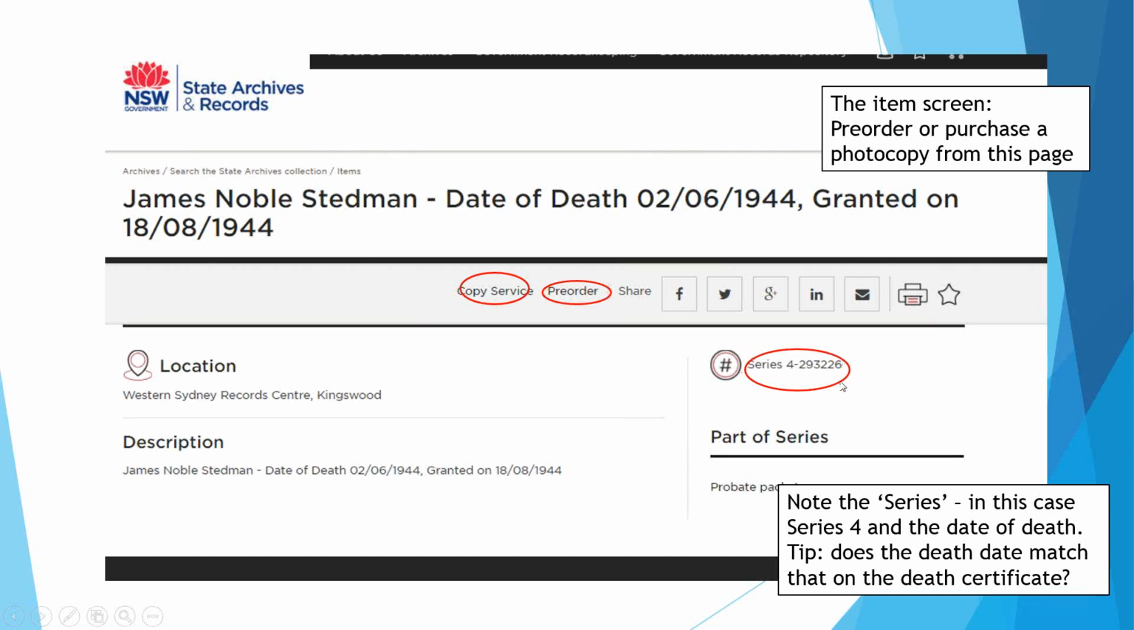And I can also see the probate number here. So if I'm pre-ordering or requesting in the reading room, I need to know this Series 4 number here, so Series 4 293 226, and the name of the deceased, so James Noble Stedman.